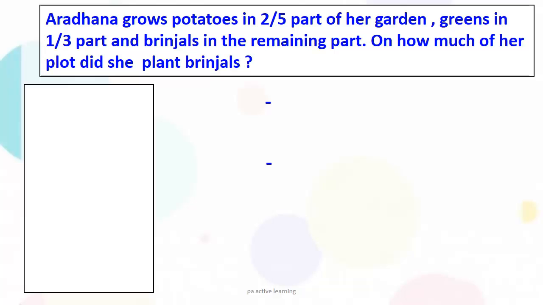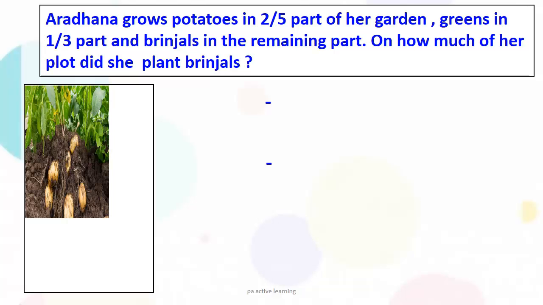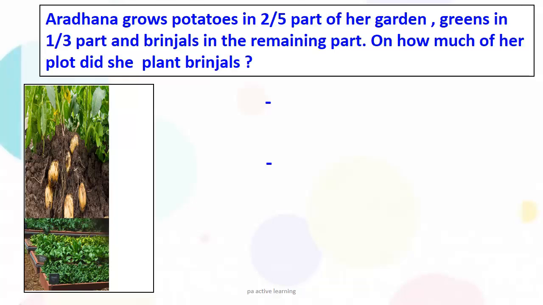So let us assume कि ये उनका garden है. Now उनकी 2/5 part में कुछ potatoes है. तो ये place potatoes ने occupy कर दी है. Greens यानी कि जो हरी सब्जियां होती है. They are in the 1/3 part. कहीं पे भी होगी ये 1/3 part in the plot.